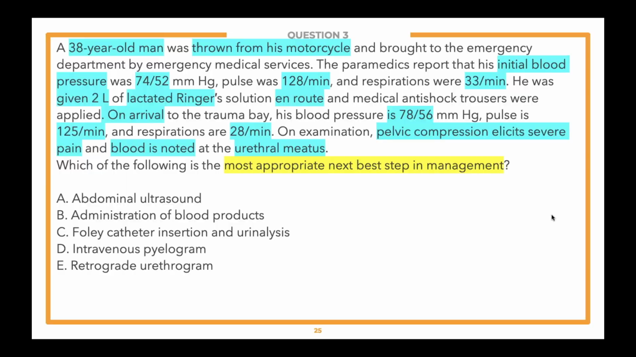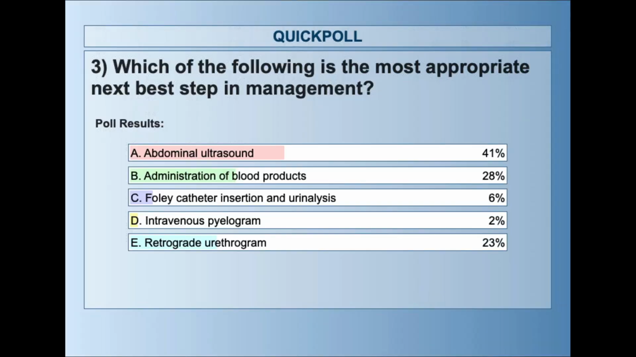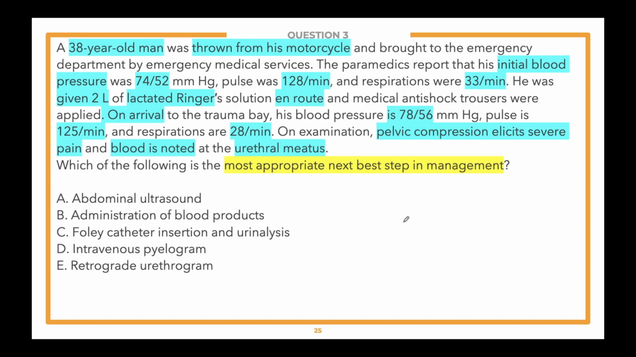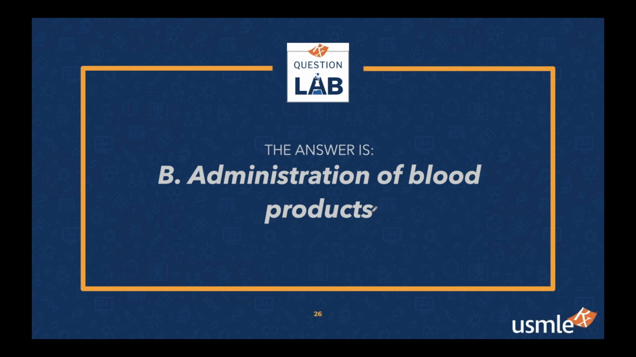Let's take a look and see what all of you selected. It was kind of close. We had 41% of you select abdominal ultrasound. Second place, we had administration of blood products. And in third place, we had retrograde urethrogram. So let's see what the correct answer is. And the correct answer is B, administration of blood products. And 28% of you got it right. So let me hand it off to Paras so you can give us a nice explanation.